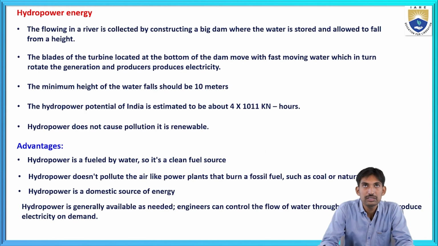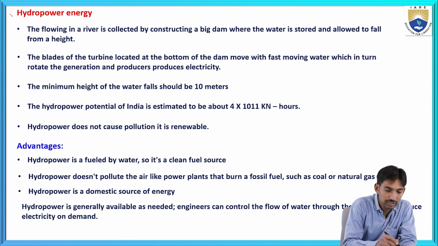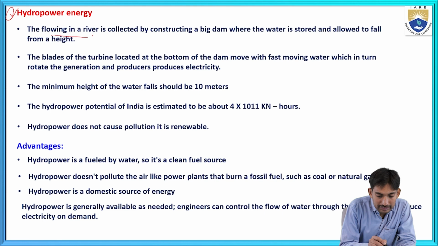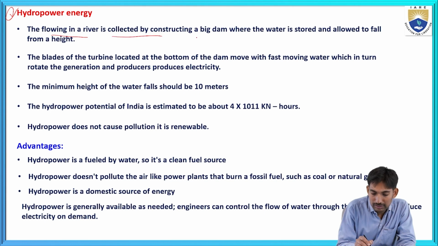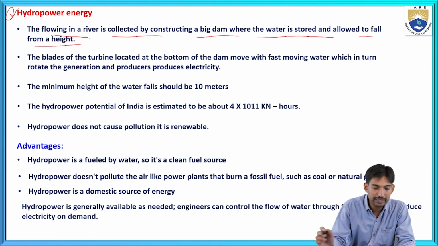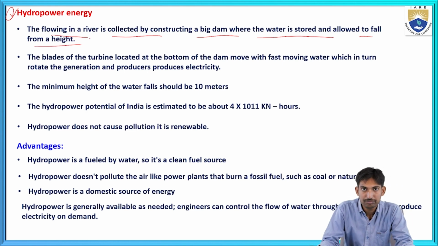Then the next comes hydropower energy. We are going to learn about hydropower energy. The flowing water in a river is collected by constructing a big dam, where the water is stored and allowed to fall from a height. In hydropower energy, the water energy is converted into electric energy.